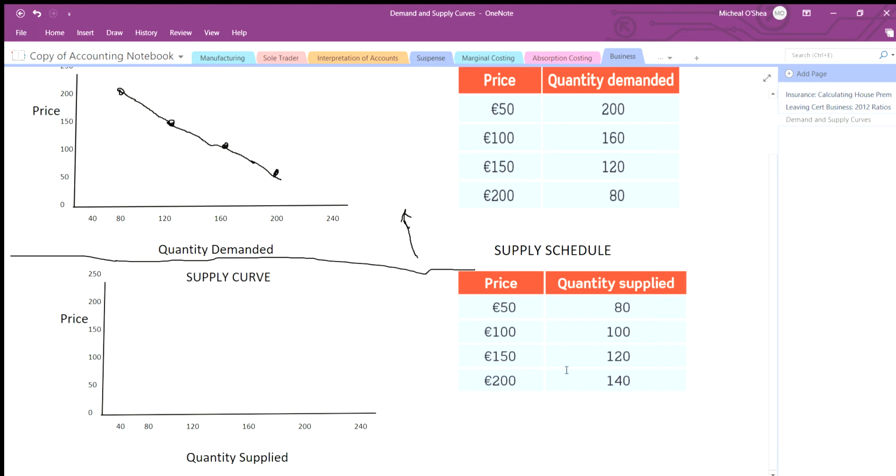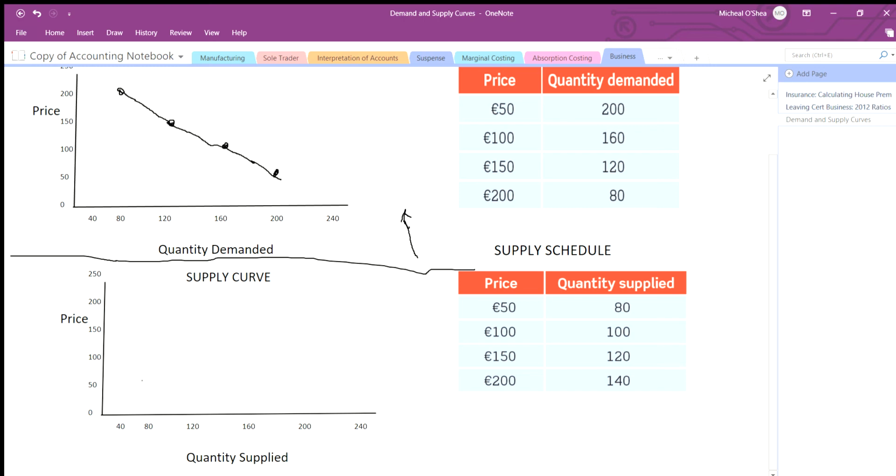Well, it's the exact same thing. This is the information given in my supply schedule. So again, this is called a schedule. They give you this in a question. When my price is 50, my quantity is 80. So again, I draw the exact same thing. When my price is 50, go up to price 50, quantity 80.